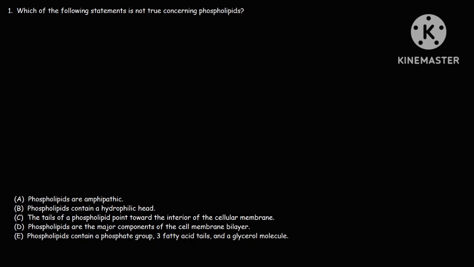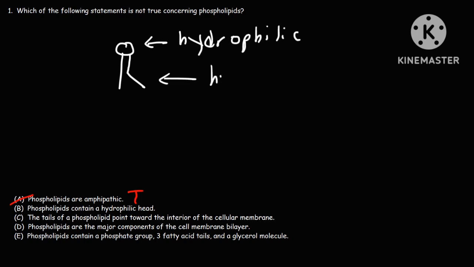So which of these statements is not true, or which one is false? So let's go through each one. This is a true statement. Phospholipids are amphipathic. They contain a hydrophilic polar head and the tails are hydrophobic. So answer choice A is the true statement. B, phospholipids contain a hydrophilic head. That is also true, as you can see that here.